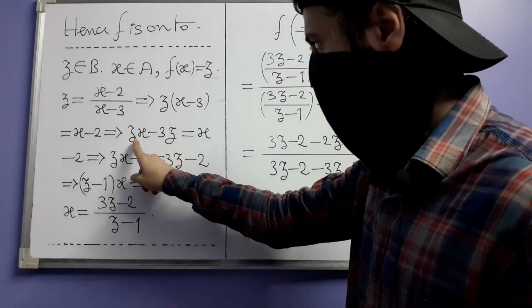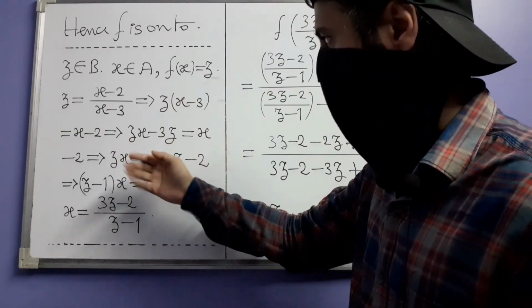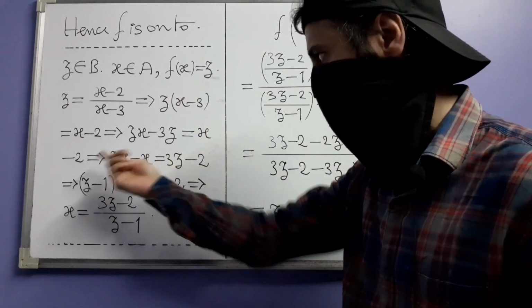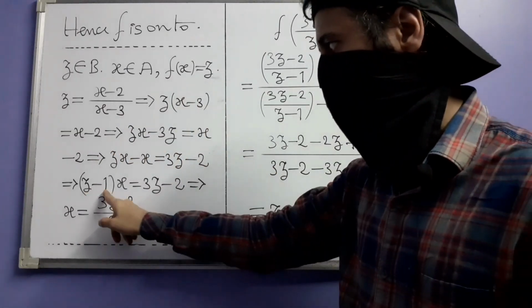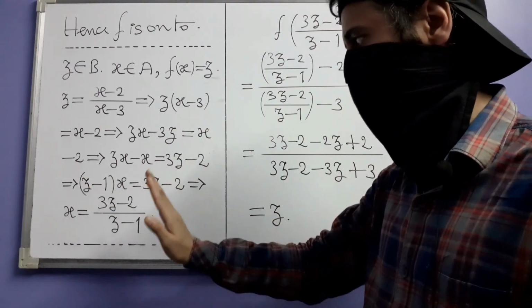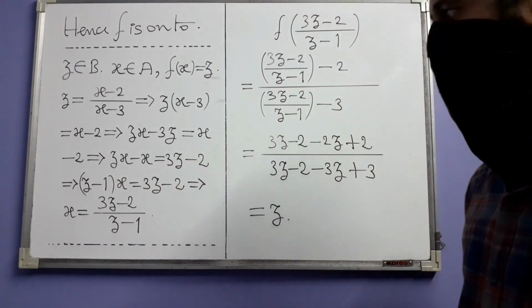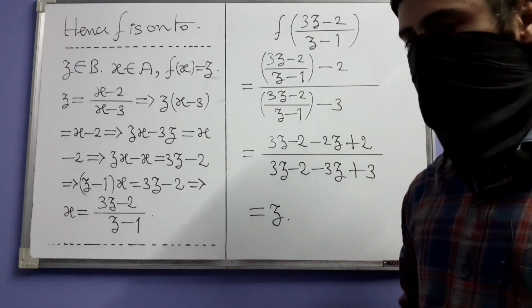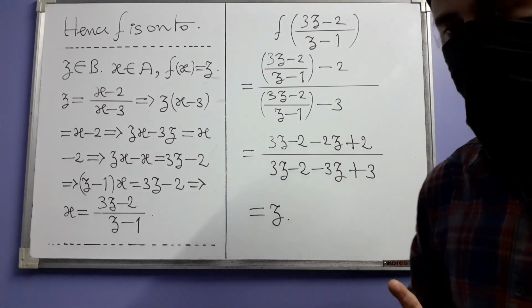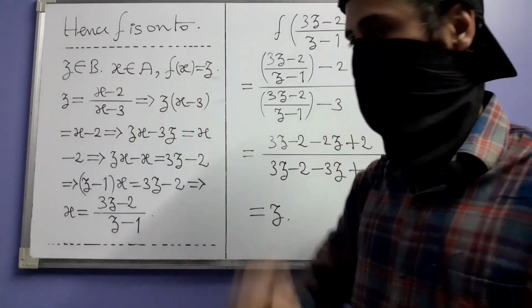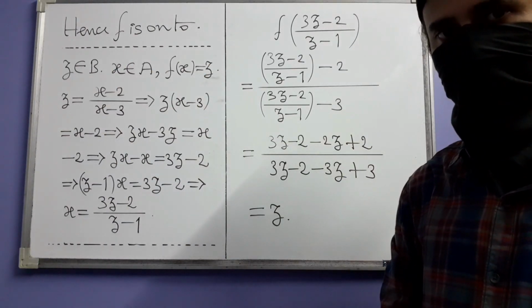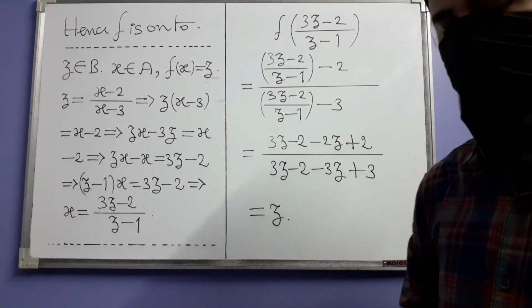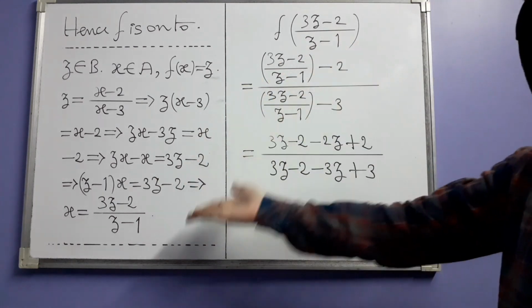So that way we get zx minus x equal to 3z minus 2, or z minus 1 times x equals 3z minus 2. And then we divide both sides by z minus 1, which we can because z is not equal to 1. So that fact is used here, and you get just this.